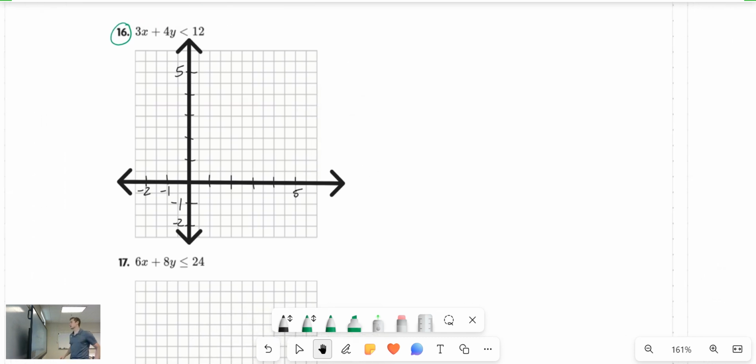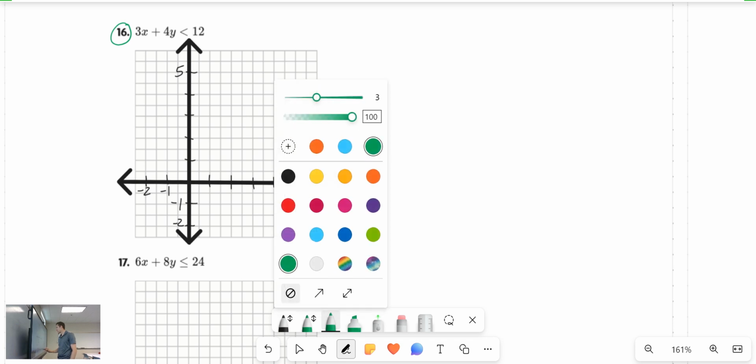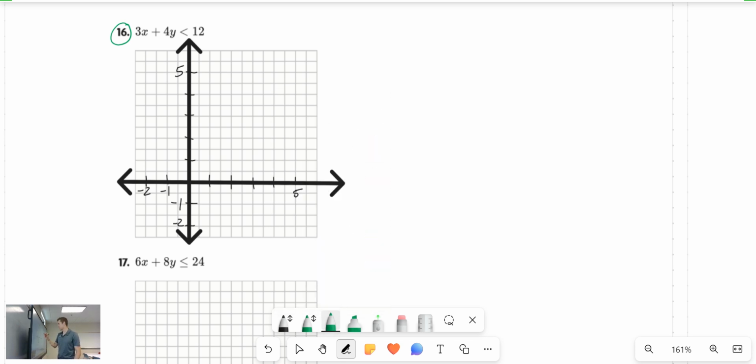All right, so 16, we have 3x plus 4y is less than 12. Less than 12 means we're going to be doing a dashed line, right? And let's figure out our intercepts. 3x plus 4y is less than 12. So if x is 0, then y must be 3. And if y is 0, x needs to be 4. So those are our 2 points.